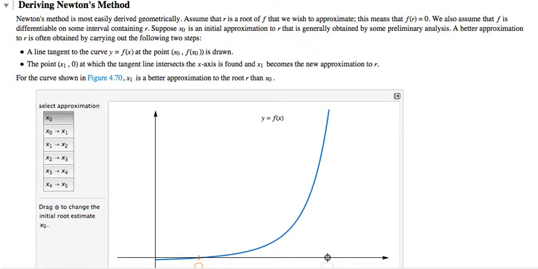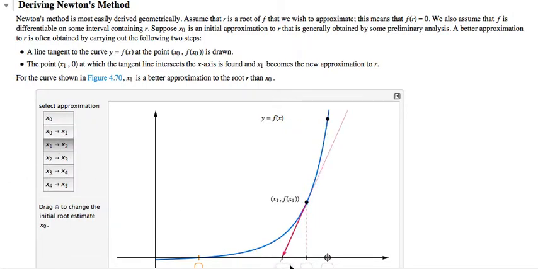So a line tangent to the curve y equals f of x at that initial point, and the value of the function at that point, is drawn. The next step we do is find the point x1 comma 0, at which the tangent line intersects the x-axis. And then we use that new value x1 for our new approximation of r. So you can see here our initial approximation is this value, and we draw the tangent line and find some new value, and this value is now x1. So then we use x1 as our approximation and proceed again.